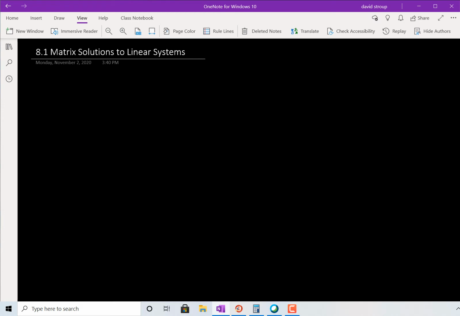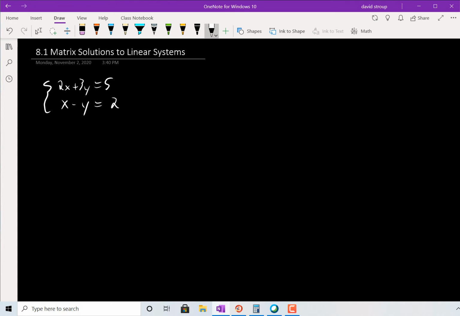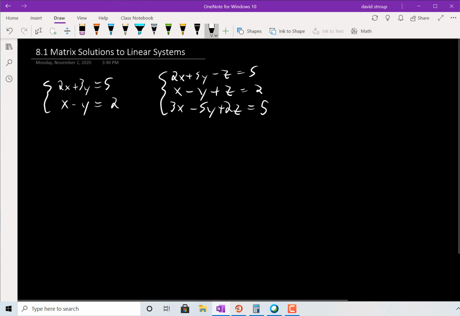So the first type of system that we worked with would be two equations, two variables. So stuff like 2x plus 3y is 5, and x minus y is 2, something like that. Then in the next section, we worked with three equations, three variables. 2x plus 5y minus z is 5. X minus y plus z is 2. And then maybe 3x minus 5y plus 2z is 5. But the sky is the limit, folks. You can literally have 100 equations with 100 unknowns.